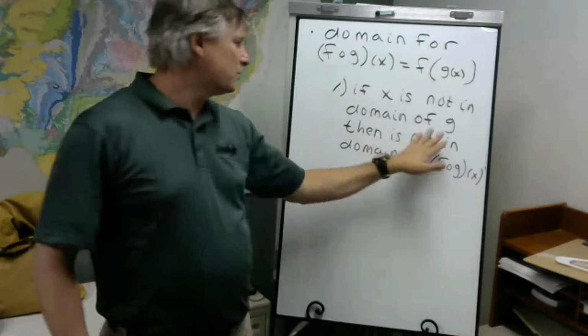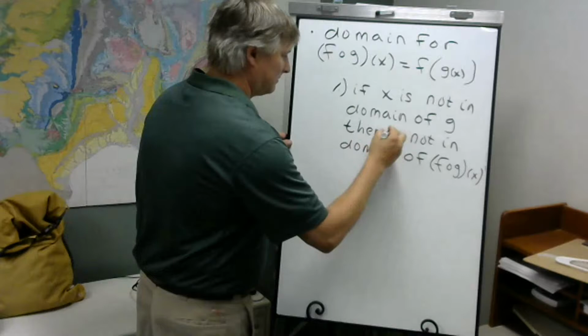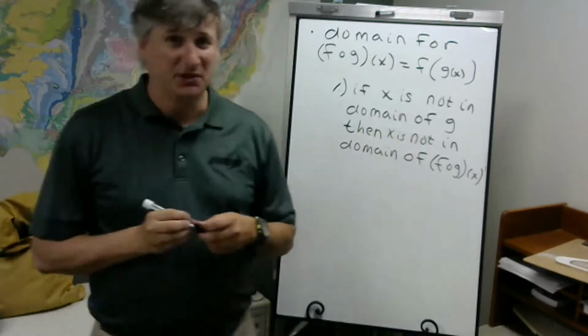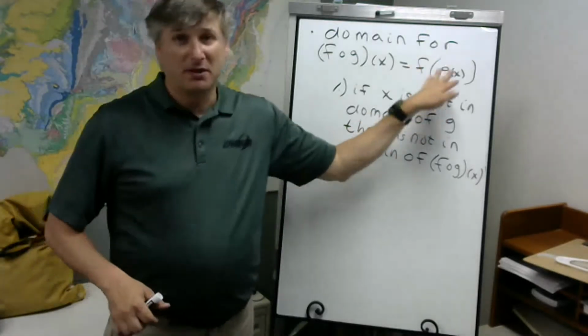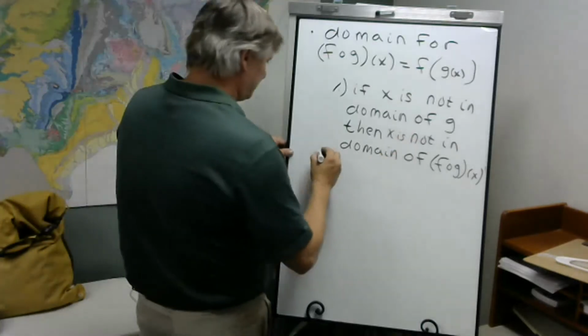If x is not in the domain of g, then it's not in the domain of f composition g. So if this is messing up, it'll mess up everything else. So no go. The other one's a little subtle.